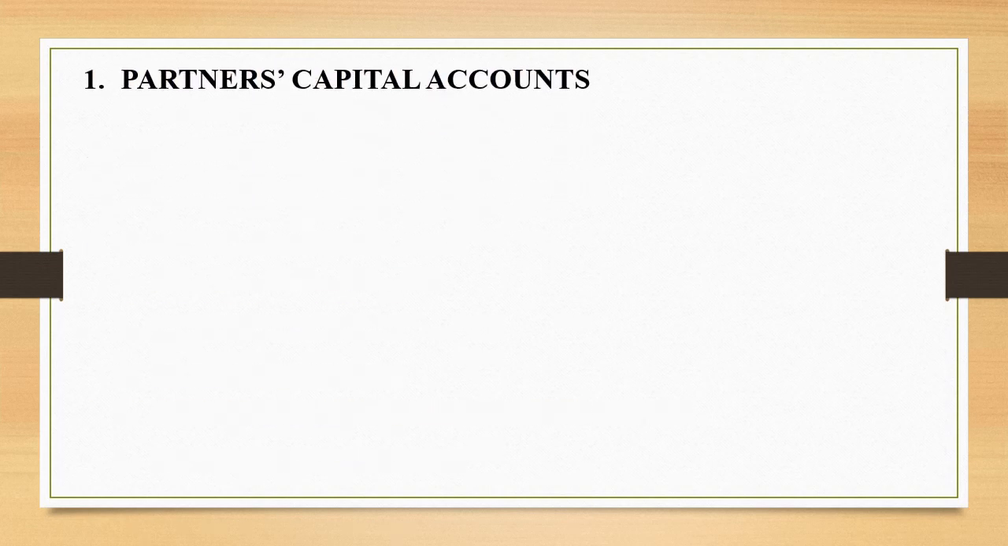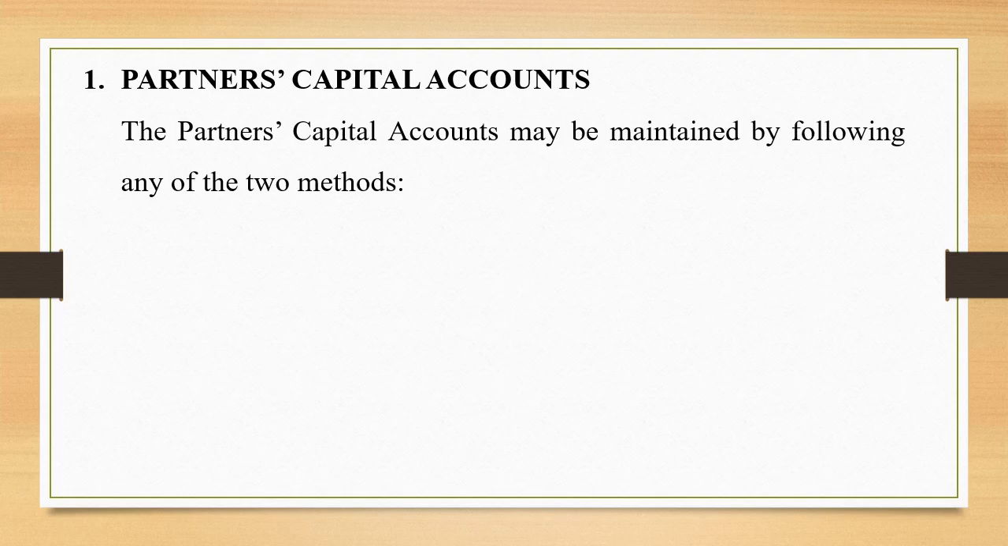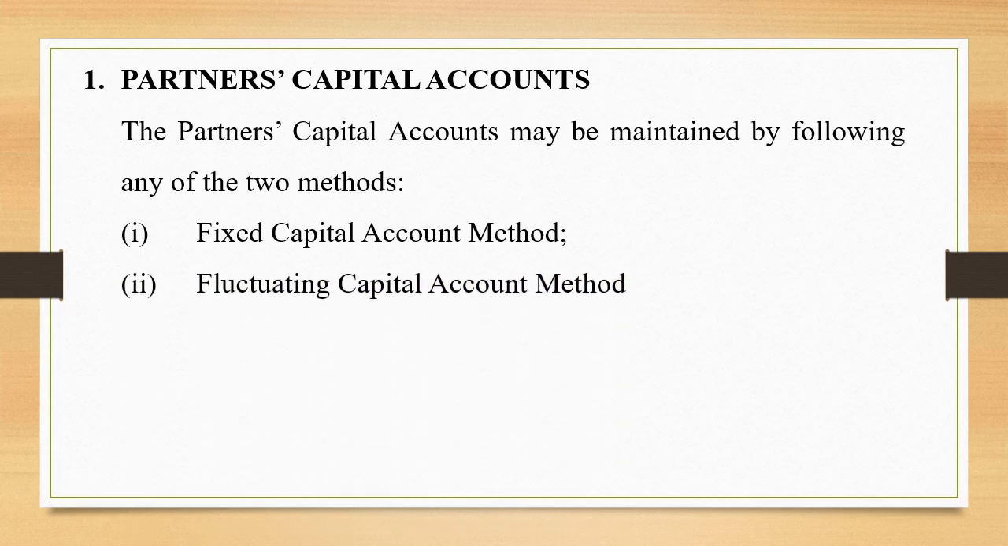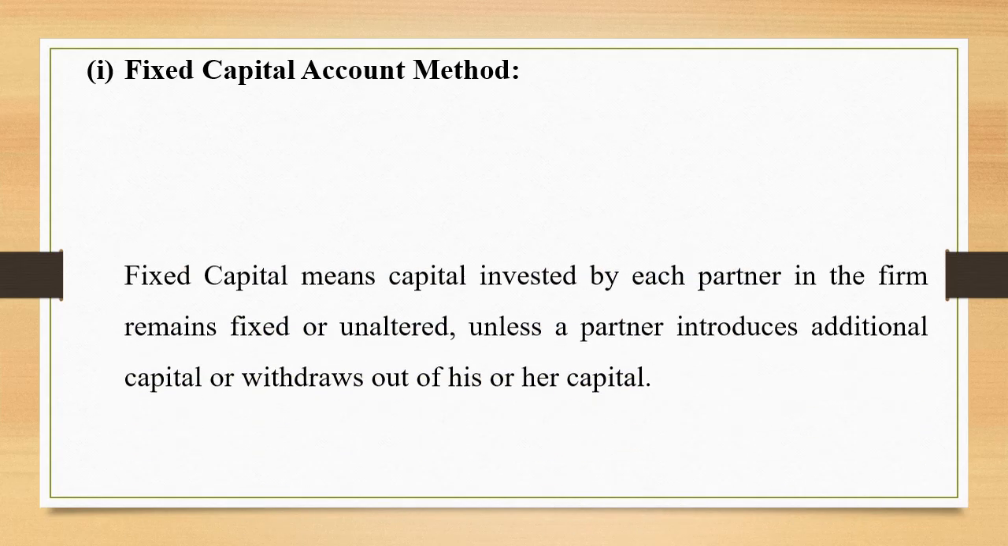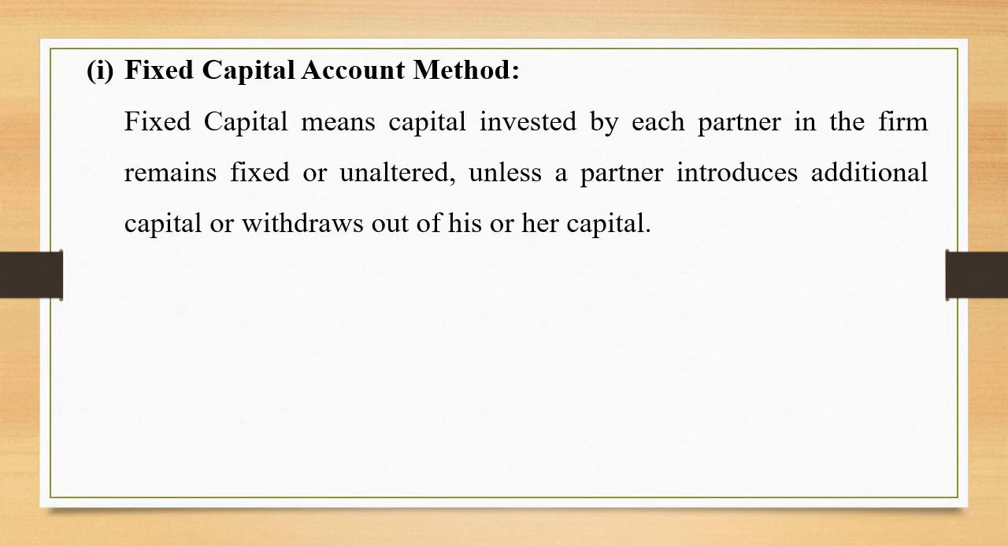Let us know something about partner's capital account. How are partners going to maintain their capital accounts? The partners' capital accounts may be maintained by following any of the two methods. Number 1, fixed capital account method, and number 2, fluctuating capital account method. In fixed capital account method, the capital invested by each partner in the firm remains fixed or unaltered unless a partner introduces additional capital or withdraws out of his or her capital.